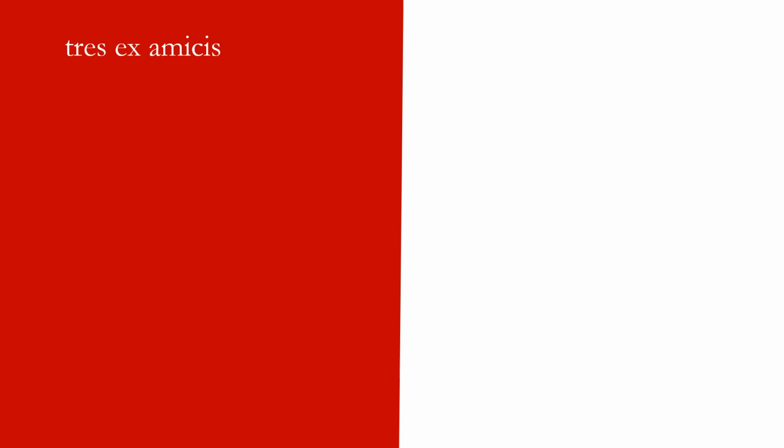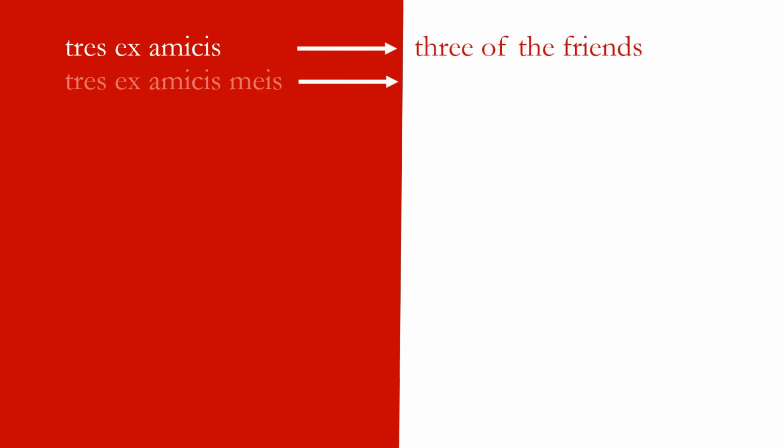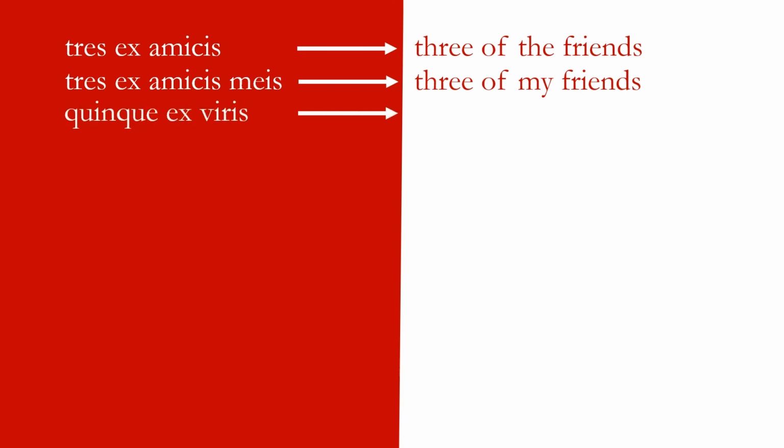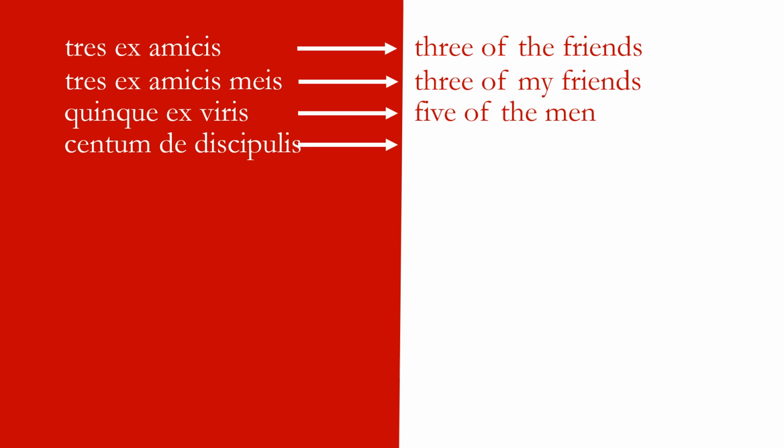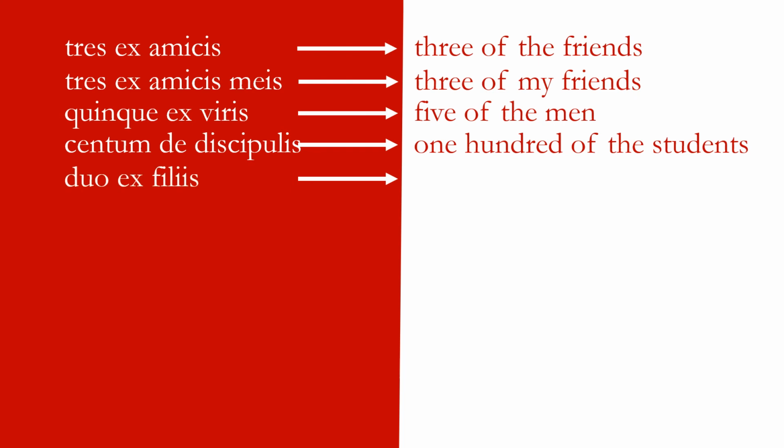So, tres ex amicis, this is now using numbers in these partitive expressions. 3 of the friends. Tres ex amicis meis, 3 of my friends. Quinque ex viris, 5 of the men. Okay, we see we're using ex or de. We're saying it's out of, kind of like we're coming out of that circle of the whole. Centum de discipulis, 100 of the students. Duo ex filiis, two of the sons.